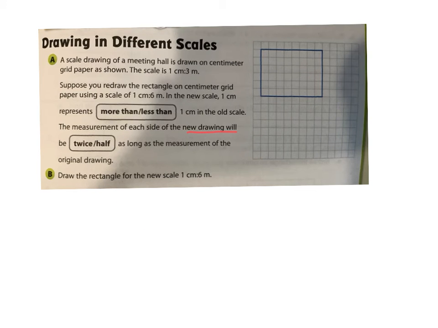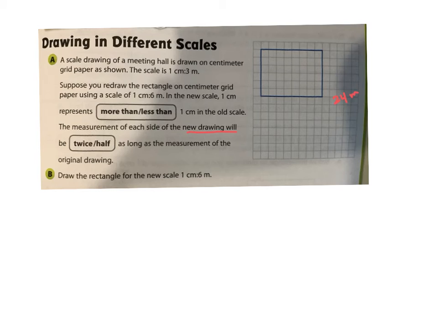Okay, so this explore activity helps you kind of wrap your head around what's going on a little bit, what's happening with your scale factors, and especially if you're looking at different scales. So we have a scale drawing of a meeting hall drawn on centimeter grid paper. So each of these represents a centimeter. And the scale here shows that 1 centimeter is the equivalent of 3 meters. So 3 meters, 3 meters, and so on, 1, 2, 3, 4, 5, 6, 7, 8 centimeters. 8 times 3 would be 24 meters, just so that we could see that.